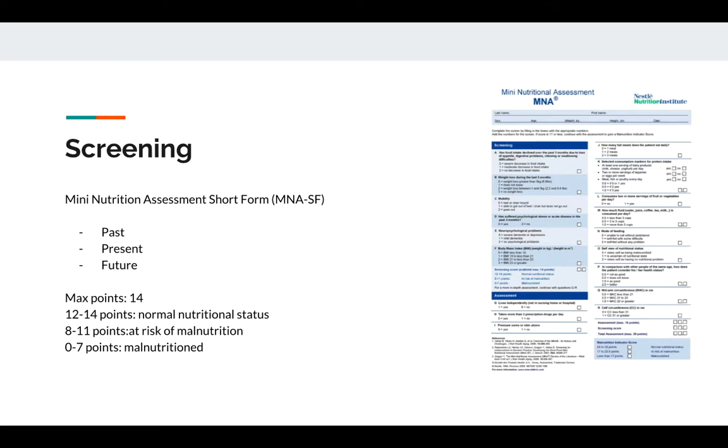To test the nutritional status in the past, you may ask about weight loss. When assessing the present nutritional status, you may measure the BMI.